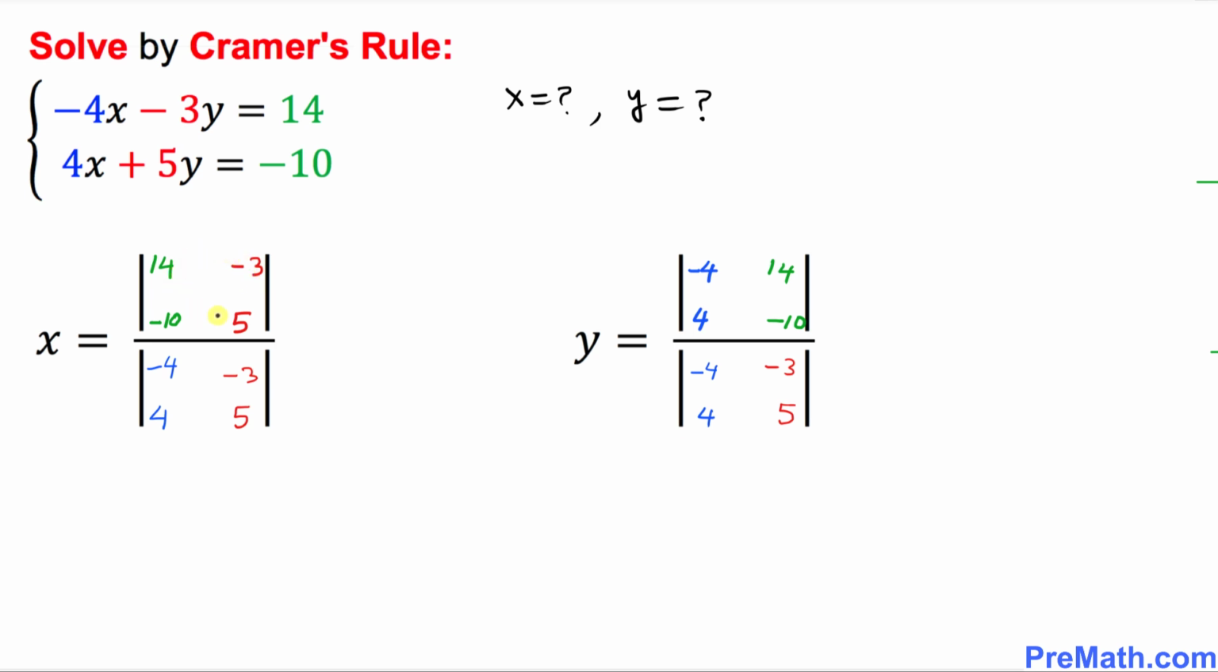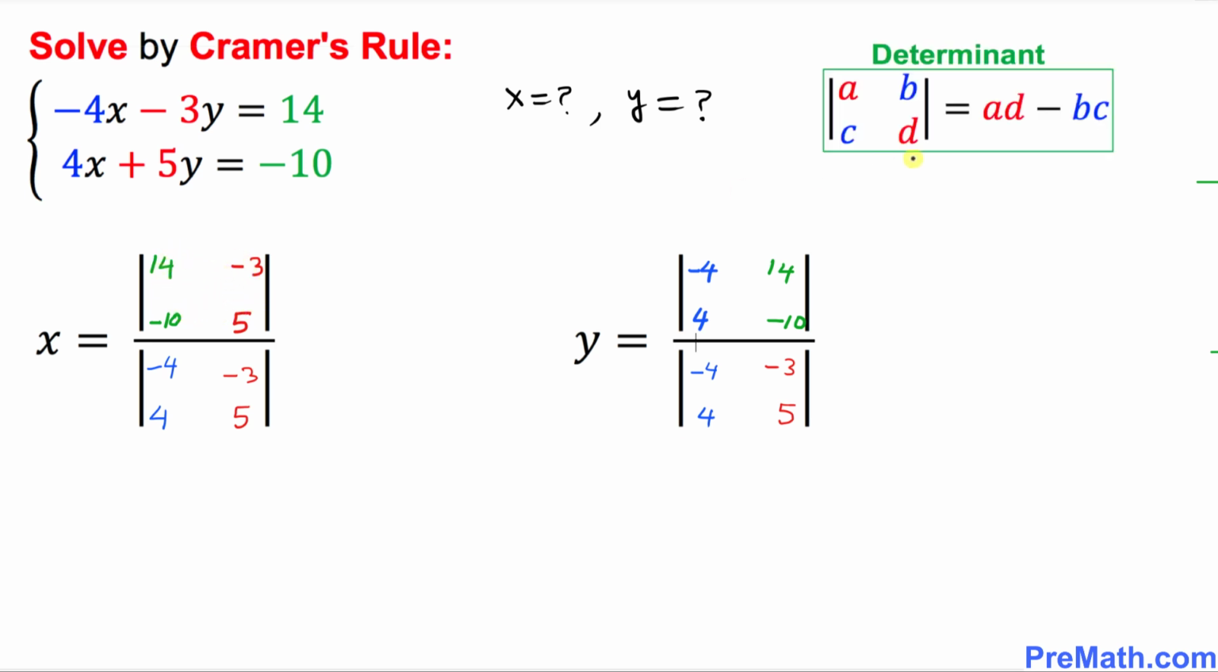The next thing is we want to find the value of these determinants. Here's the formula we're going to use. It says that for the determinant with entries A, B, C, D, the value is A times D, minus B times C. That's what I put down. We're going to use the same definition to evaluate these determinants.